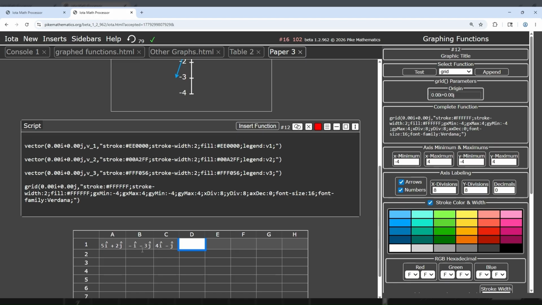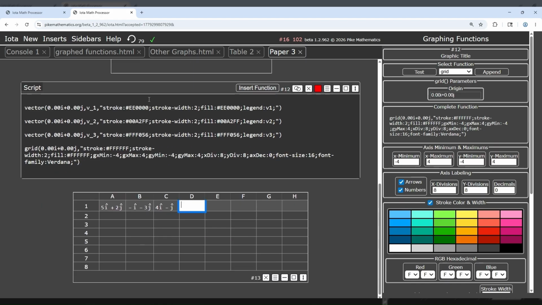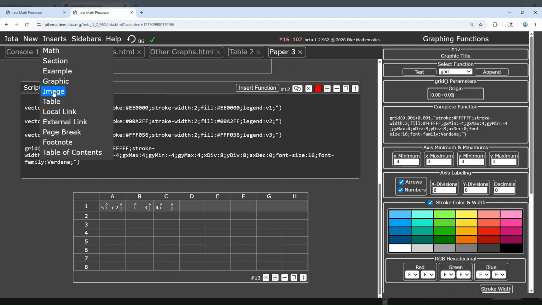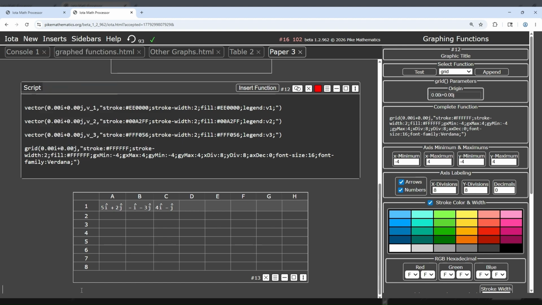So I think that demonstrates how useful operating in the paper is, because you have all these capabilities together. You can do your computations, your graphs, your tables. You can even insert an image if you had one that pertained to your work. You could insert that image right there. So I think that's most of what I wanted to talk about today.